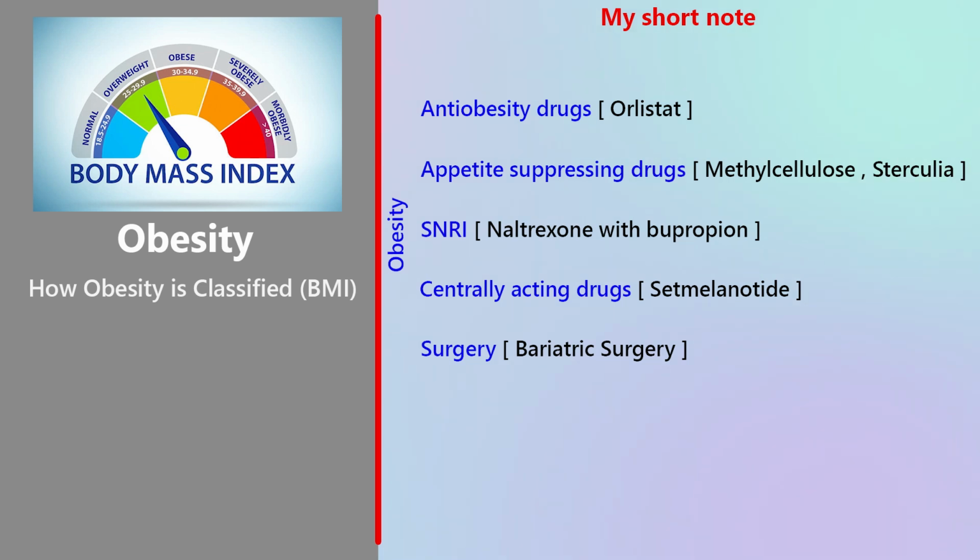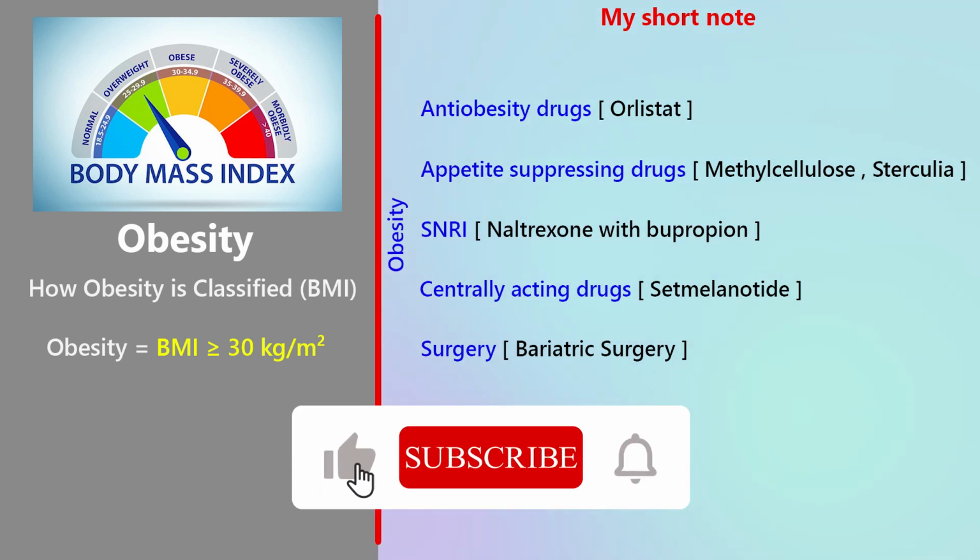In adults, obesity is generally classified using body mass index, which we call BMI. According to standard classification, obesity is defined as a BMI of 30 kilograms per square meter or more. However, BNF gives us a very important warning here. BMI should never be interpreted blindly. Why is that? Because BMI is not a direct measure of body fat. It only uses height and weight.